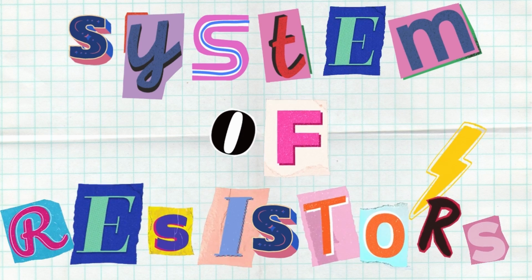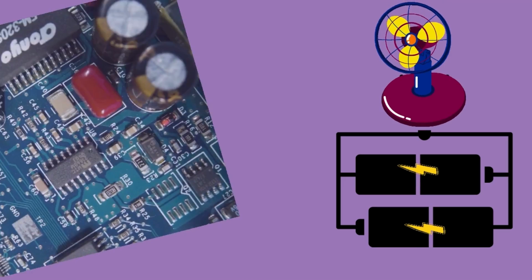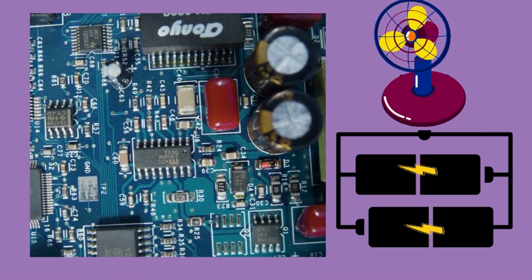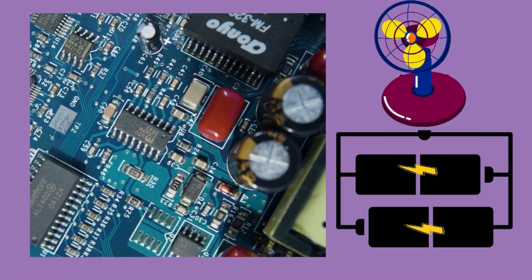Today we are going to discuss system of resistors. So let's begin. Electrical circuits are basically closed, continuous paths through which electrical current can flow.